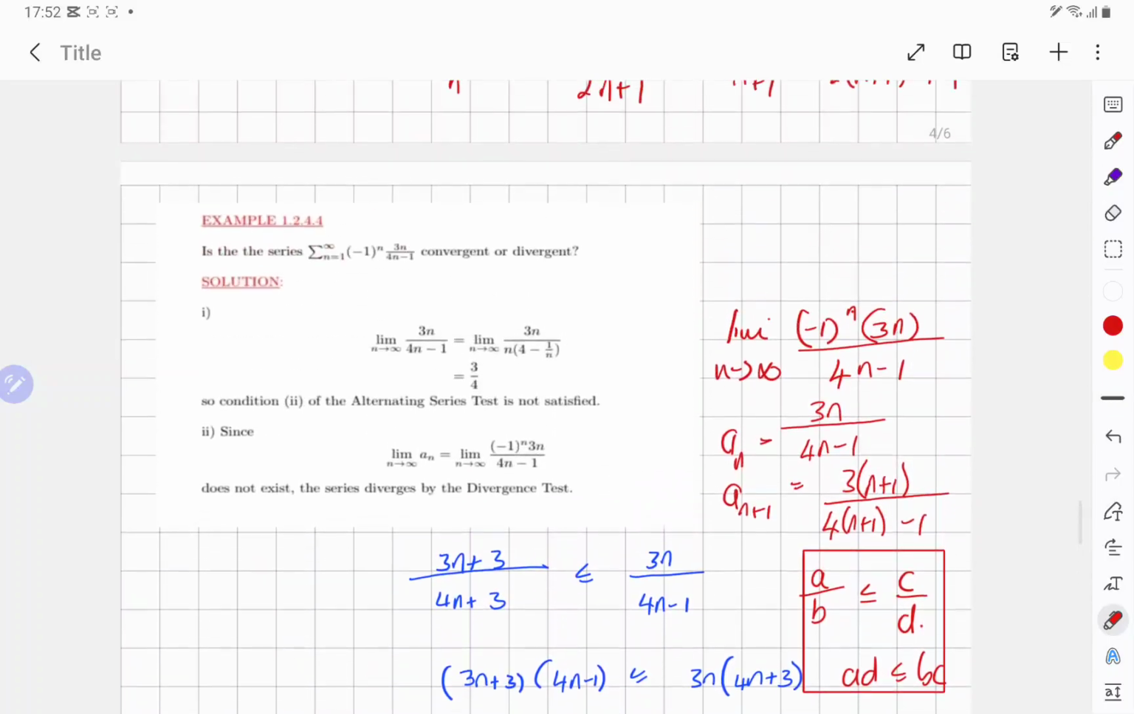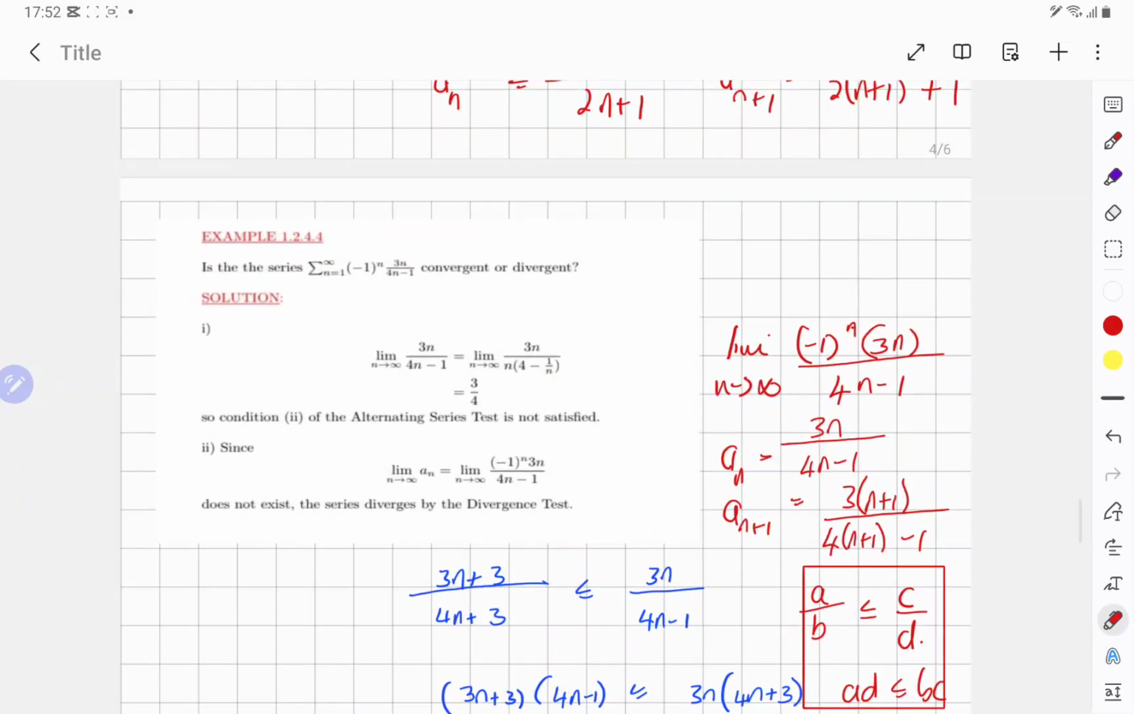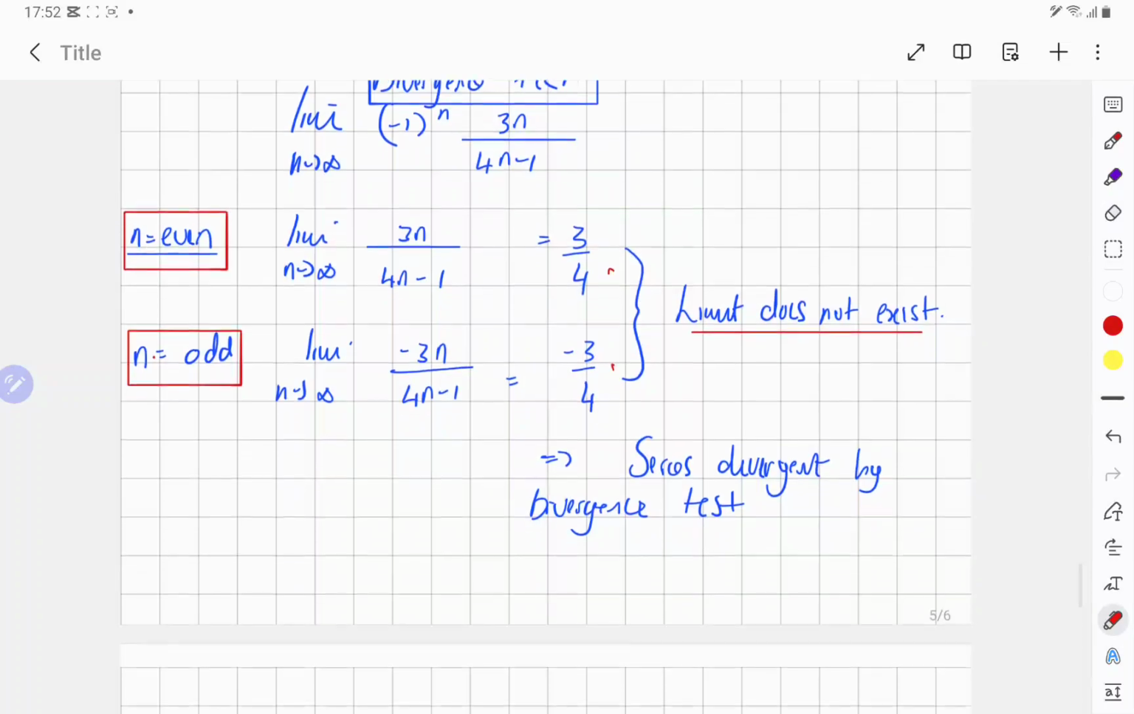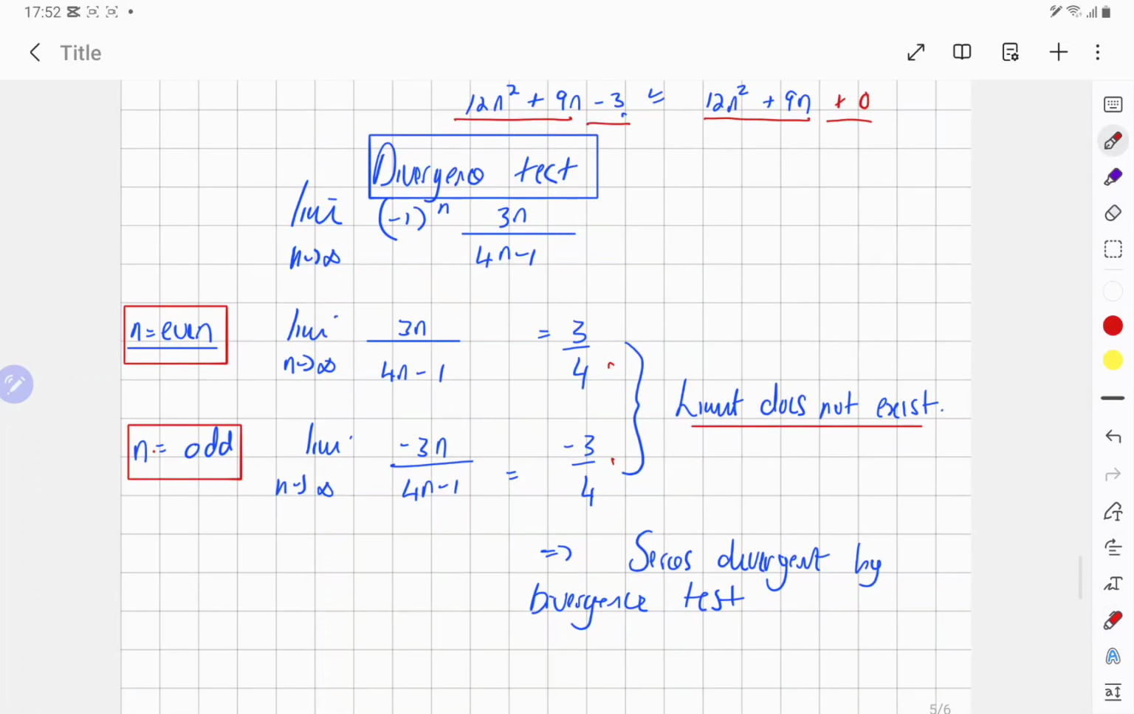Now, please don't make the common mistake students make. They will say if a condition of the alternating series test is not satisfied, then the series is divergent. No. If one of the conditions of the alternating series test is not satisfied, we immediately go back to the divergence test. Now, what did the divergence test say?